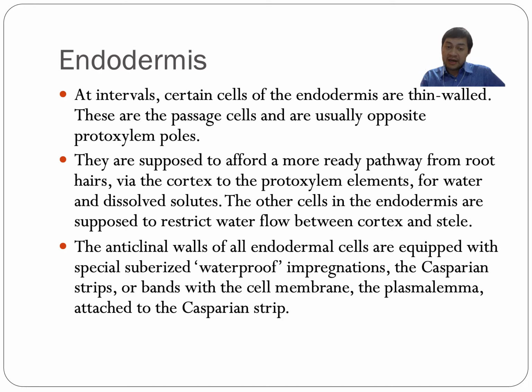The other cells in the endodermis are supposed to restrict water flow between the cortex and the stele. The anticlinal walls of all endodermal cells are equipped with a spatial suberized waterproof impregnation, also called the Casparian strip or bands, with the cell membrane, the plasmalemma, attached to the Casparian strip.